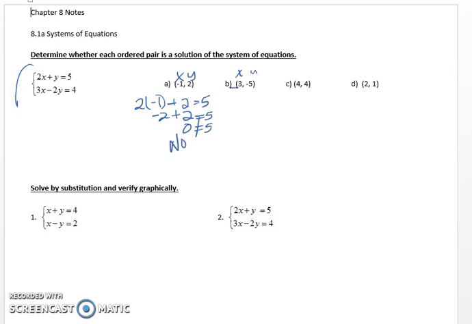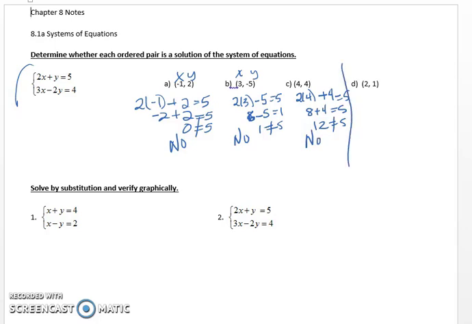This is x, this is y. So I would do 2 times 3 minus 5 equals 5. Let's see. No, sorry. 6 minus 5 is 1, and 1 is not equal to 5. So this is not a solution either. And look at C. 4, 4. So 2 times 4 plus 4, does that equal 5? Well, 8 plus 4 is not 5, it's 12. So that's not a solution. So far we don't have any solutions.